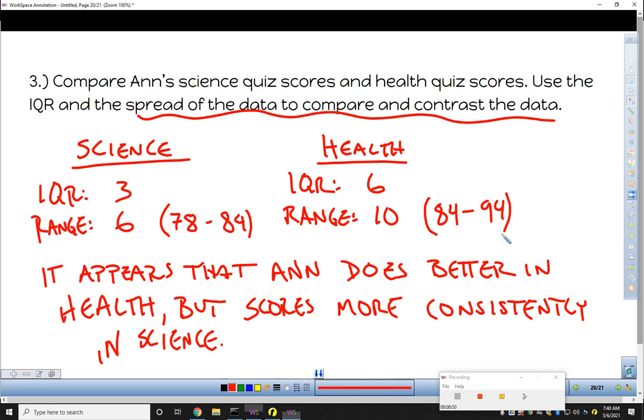And when I look back at the data, I was able to come up with this conclusion: it appears that Anne does better in health. Her scores in health are higher. However, the scores in science are more consistent. She is consistently C plus, B minus, whereas in health, some days she is as low as a low B, but as high as a middle A.